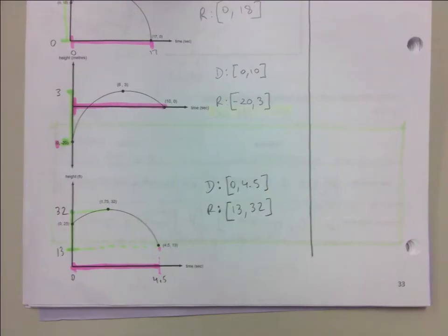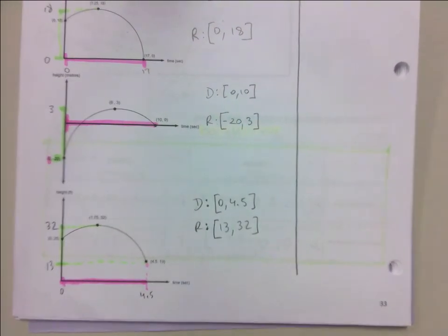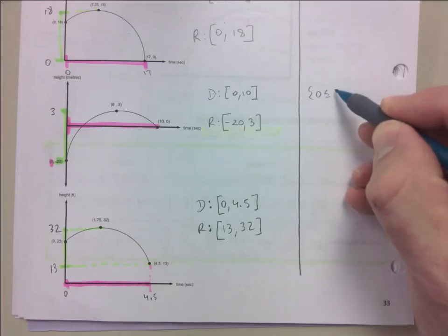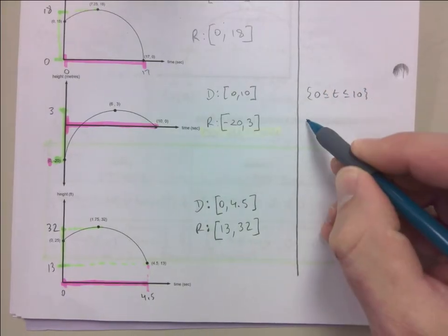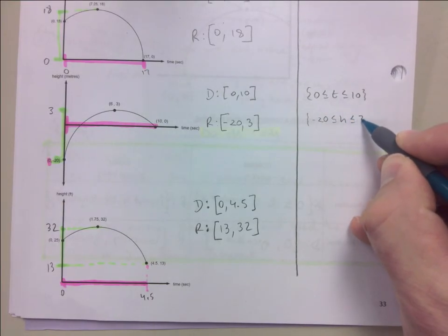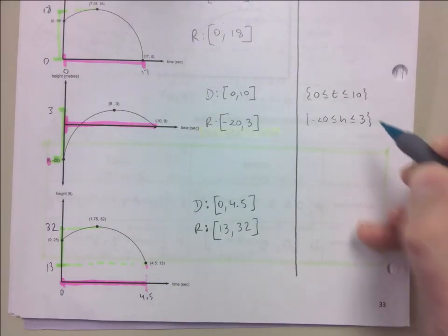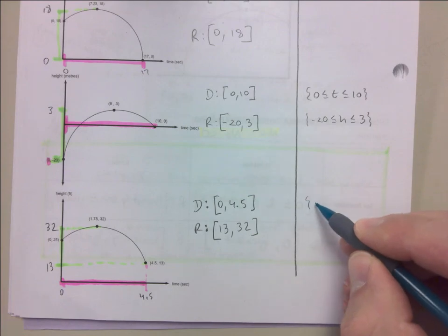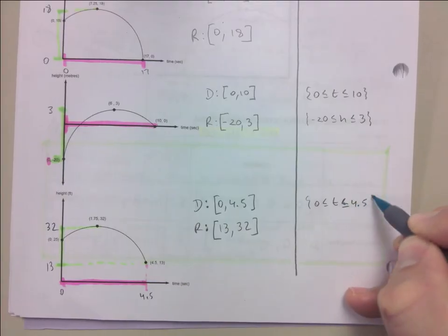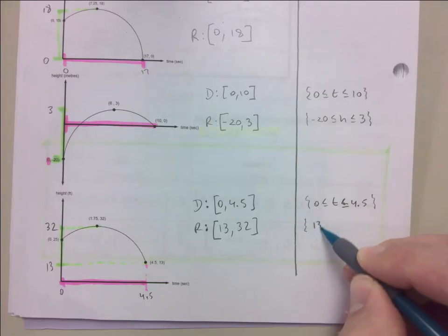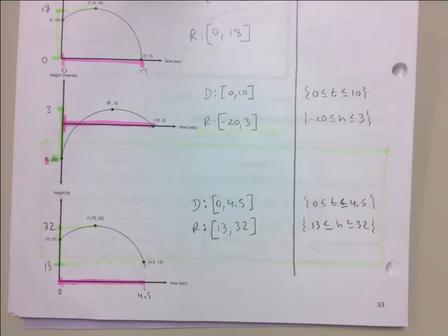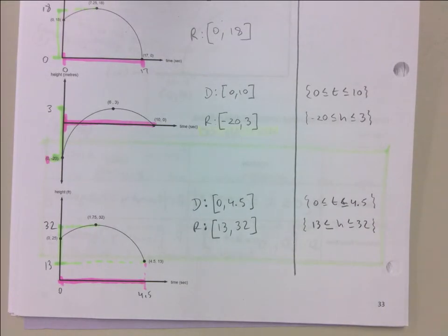Maybe for time's sake, I'll rewrite some, like this one, for example. I'll go 0 to 10, like this. And this is negative 20 to 3. Okay, so you have that one there. This one would be 0 to 4.5. And this one would be 13 to 32. Okay, so that's how you do it.